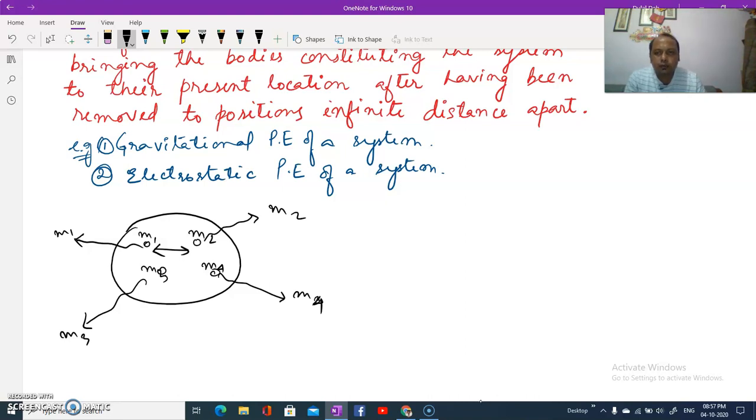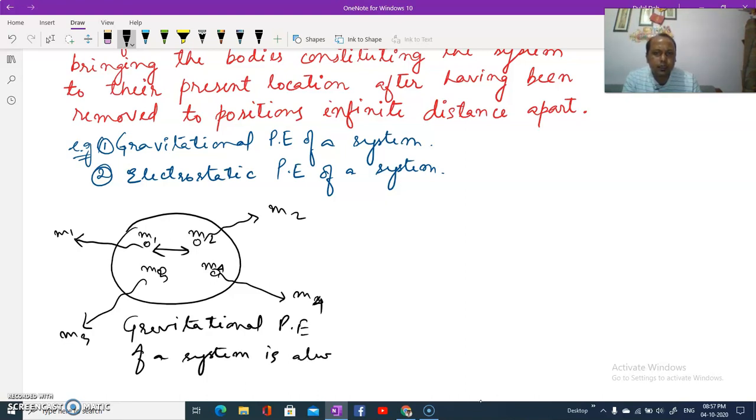Now if there is gravitational force acting between them, then we don't have to do the work. It will be the gravitational force which will be doing the work. So work done by us will be considered as negative. So the gravitational potential energy of a system is always negative. We can write here: gravitational potential energy of a system is always negative.